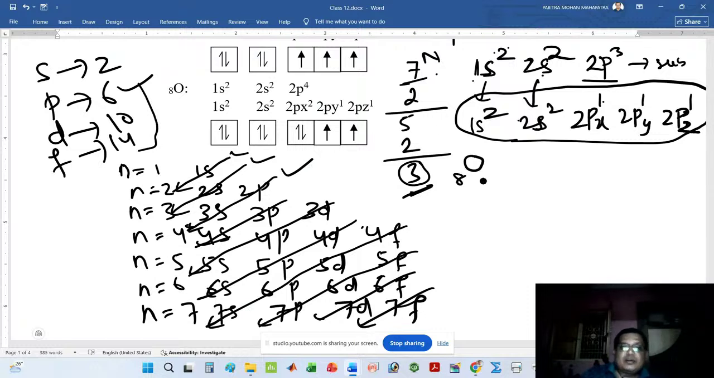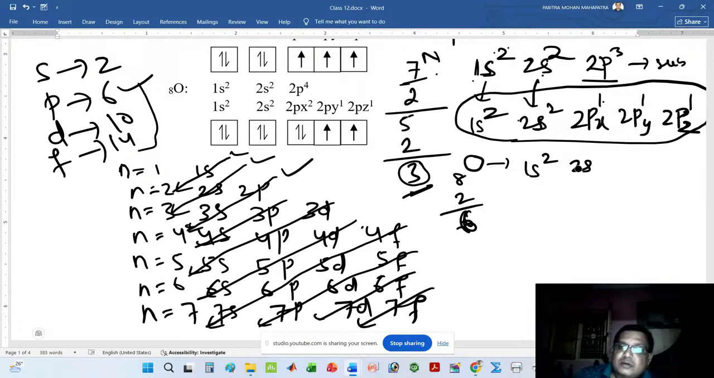Suppose think about the oxygen atom. Oxygen atom has 8 electrons. So at first I want to draw the electron configuration in terms of the subshell. At first give the electrons to the 1s, gain 2 electrons. After giving 2 electrons, the remaining electrons are 6. 8 minus 2 means 6.